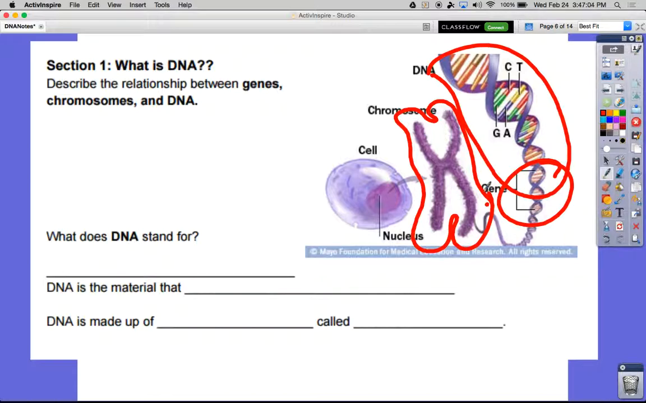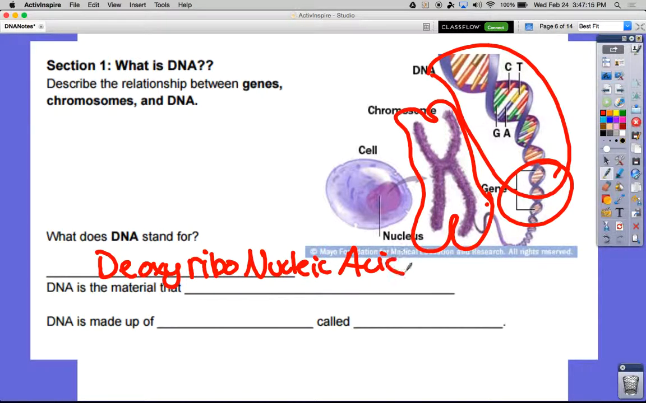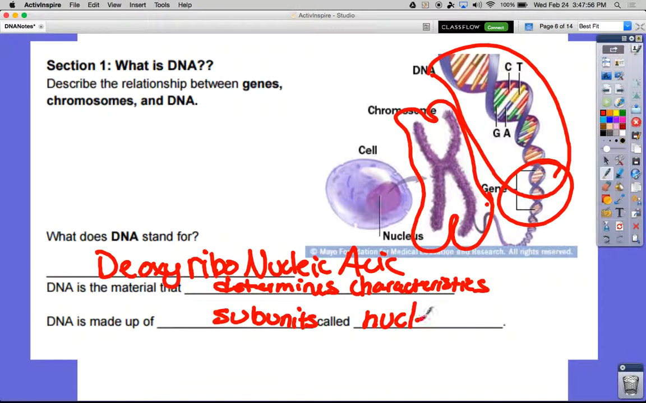What does DNA stand for? DNA stands for deoxyribonucleic acid. And DNA is the material that determines your inherited characteristics. So we go back to our genes and what we've been talking about lately. We know that DNA is what actually determines our characteristics. So the reason you have brown hair is because of your DNA. And DNA is actually made up of subunits called nucleotides.